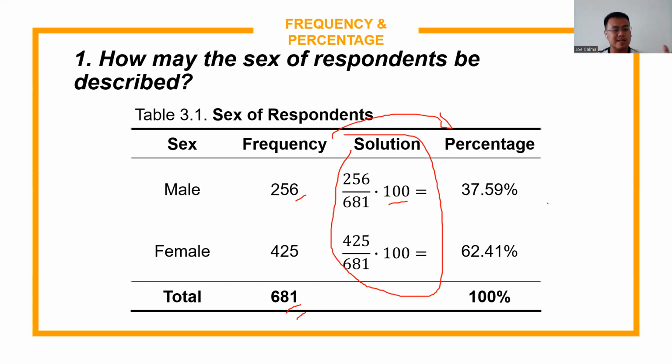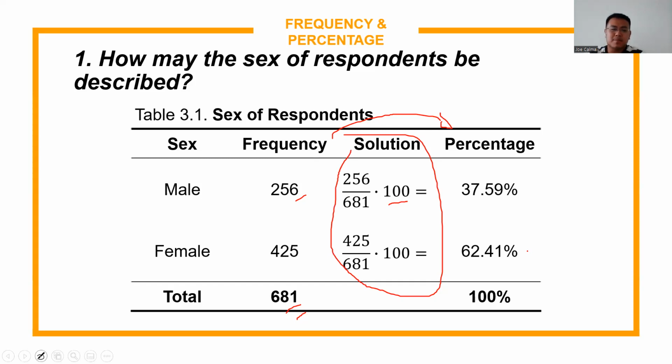Okay? Paano siya i-explain? Again, so when we explain the frequency, diretso lang. So, there are 256 male respondents in the study. Diba? Normal, diretso. Okay? While 62.41% of the total number of respondents are female. Okay? So, kapag percentage, kino-compare natin siya sa total. Okay? Naintindihan? Yes po. Opo. Yes, sir.